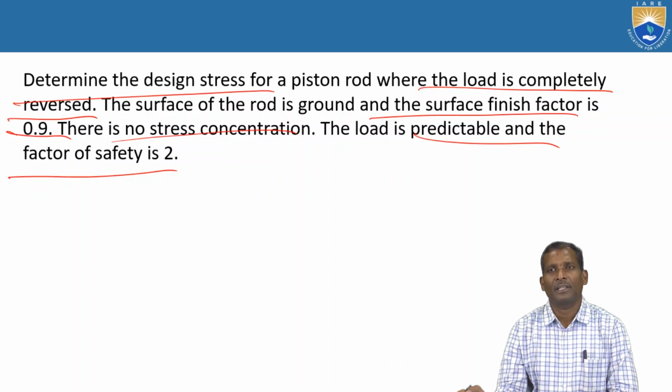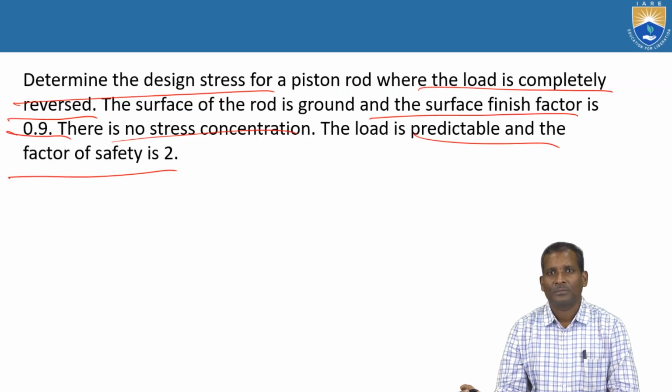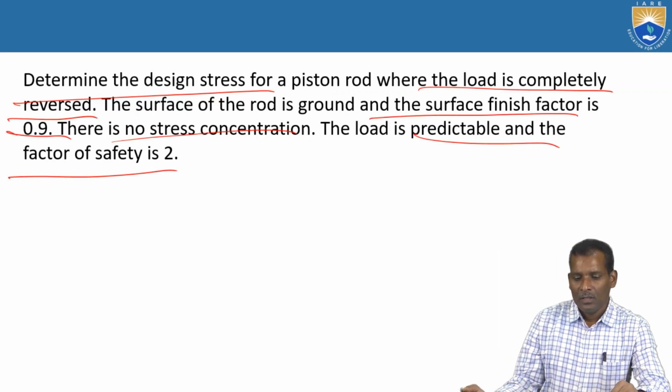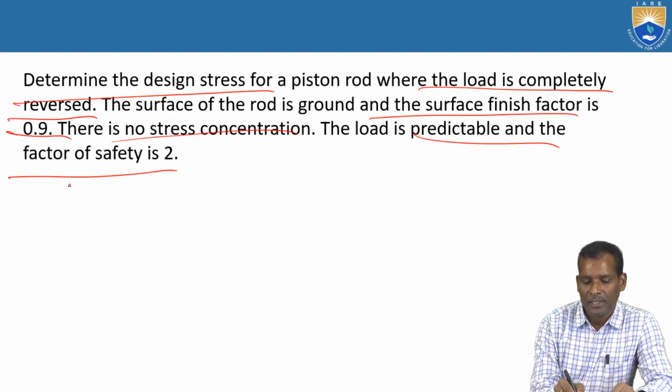What has he asked? Design stress for completely reversible load. For completely reversible loads, the mean stress is 0. So you may calculate the other stresses. What are the other stresses? Endurance limit stress. So how to solve this problem? Now we will see. Determine the design stress for the piston rod. Here is the given data.